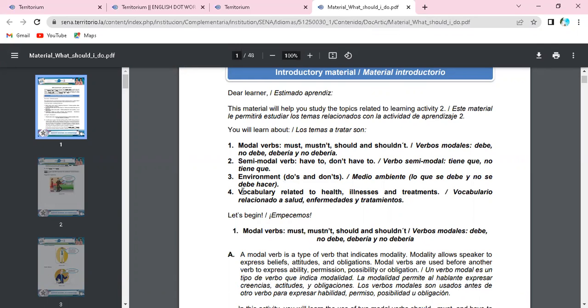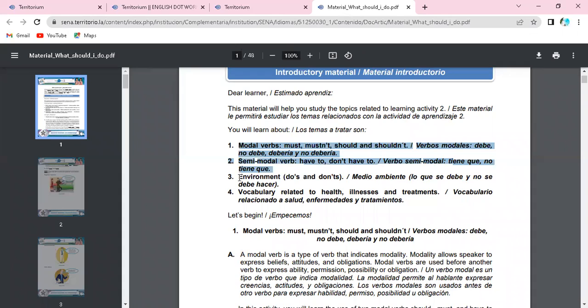You have information, this is vocabulary related to environment, do's and don'ts, and vocabulary related to health, illnesses, and treatments. Este vocabulario, este de do's and don'ts, está relacionado con esto mismo, con estos modales que vamos a ver. I will explain to you these two first ones, these two first parts of the material. Les voy a explicar estas 2 primeras partes.